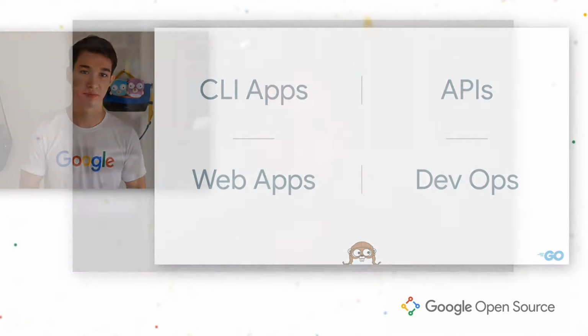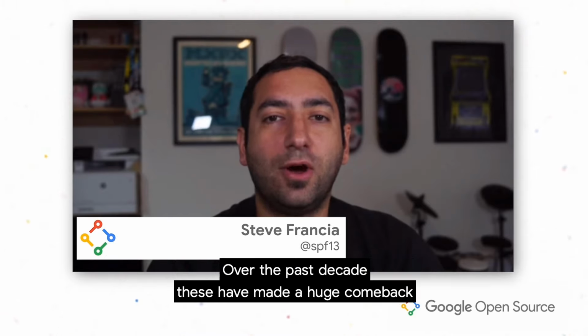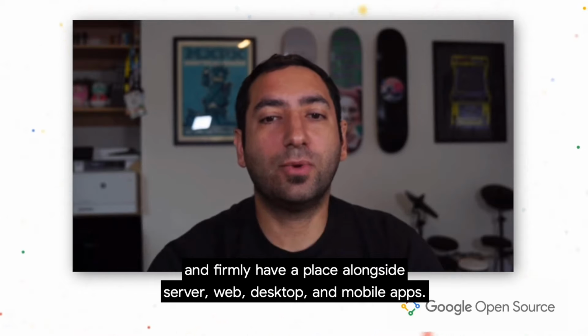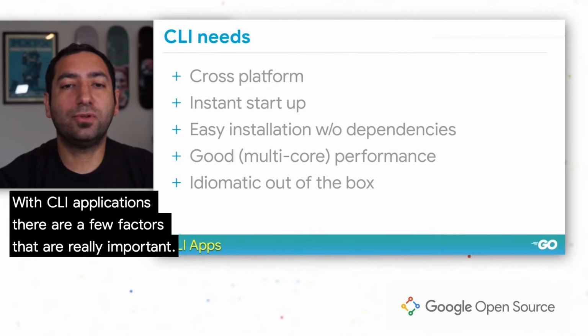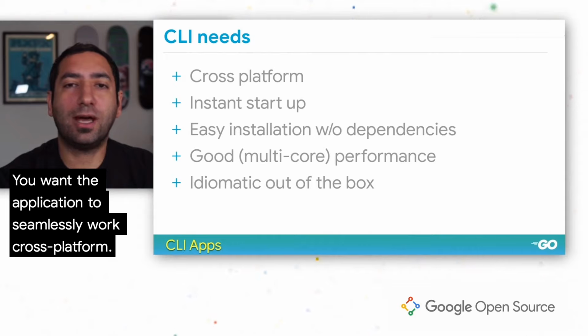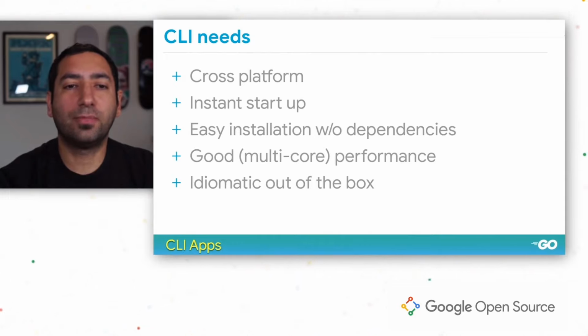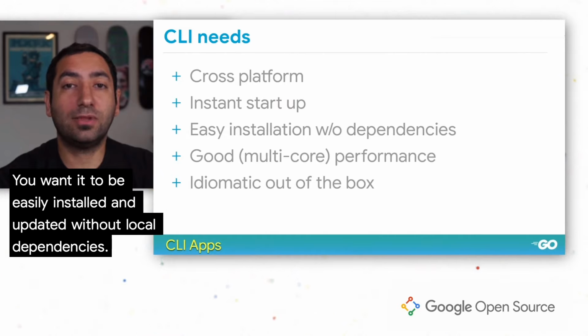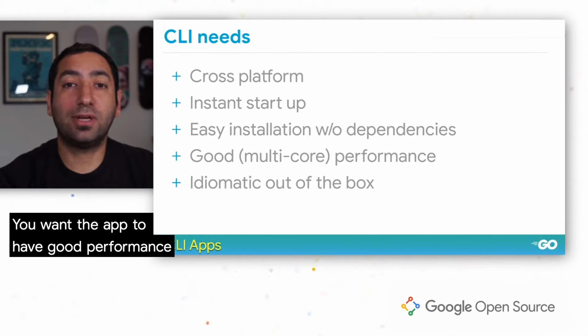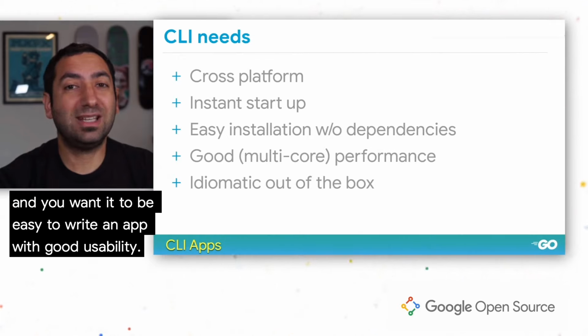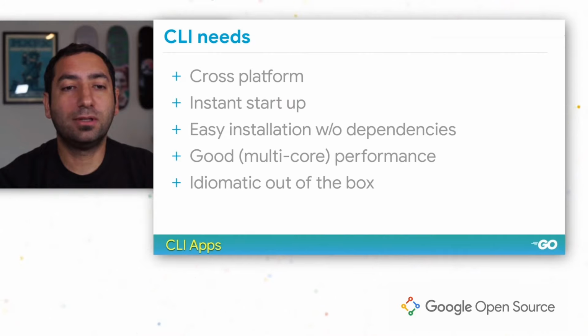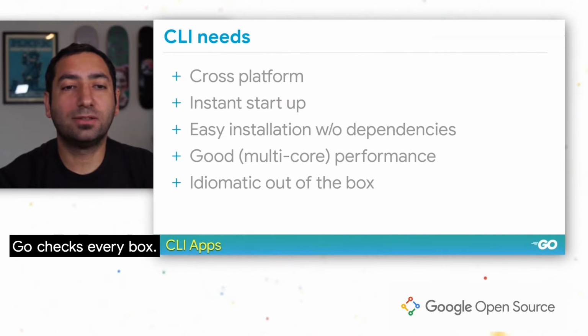So take it away. Go is a great fit for command line or CLI applications. Over the past decade, these have made a huge comeback and firmly have a place alongside server, web, desktop, and mobile apps. With CLI applications, there are a few factors that are really important. You want the application to seamlessly work cross-platform. You want the application to load instantly. You want it to be easily installed and updated without local dependencies. You want the app to have good performance, and you want it to be easy to write an app with good usability. Go checks every box.